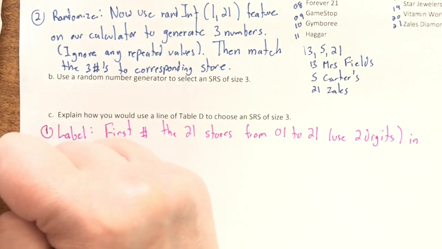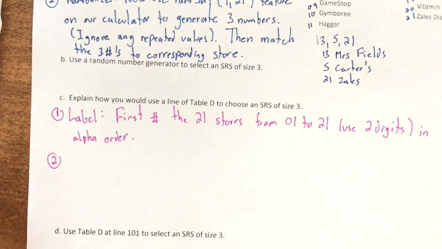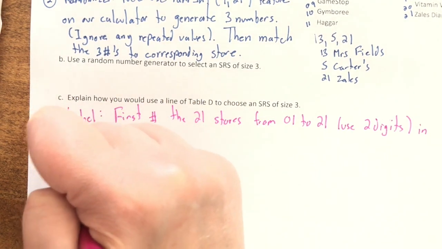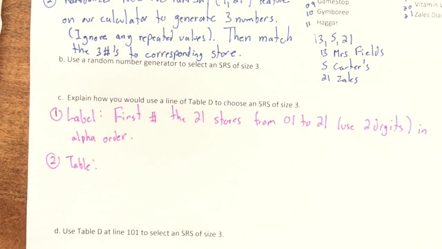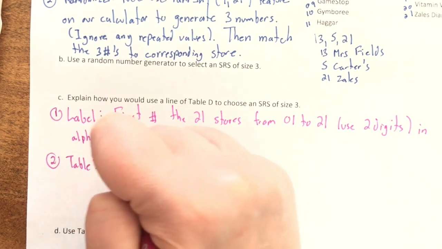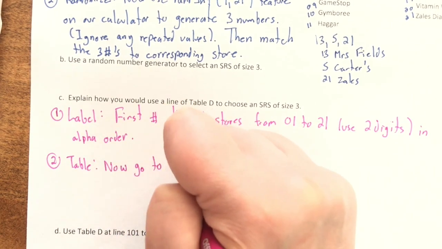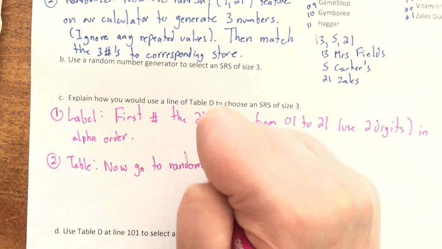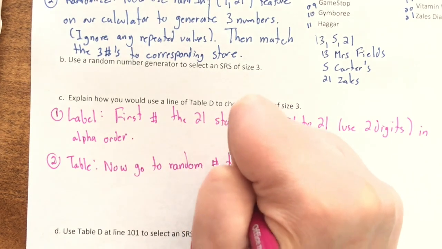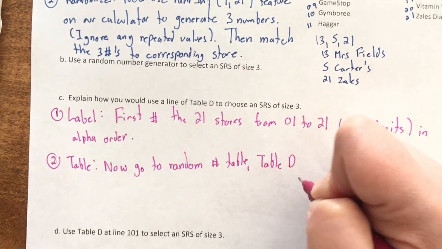Now step 2 is going to be a little different than what we did with the technology. Now we're going to use the table. So how do we randomize using a table? So you explain to me what you're going to do. Now go to the random number table. In this case, if you use a table, we're going to be using table D.